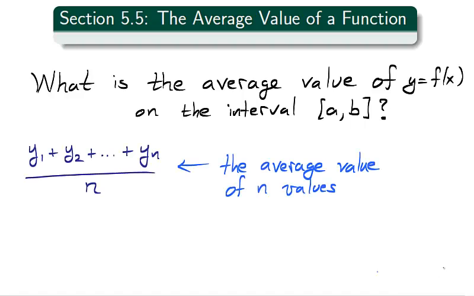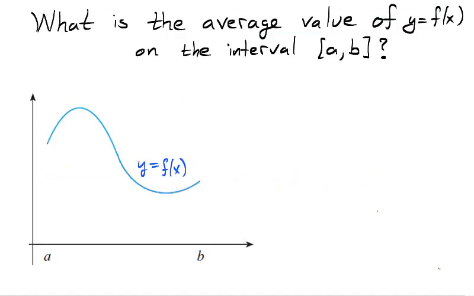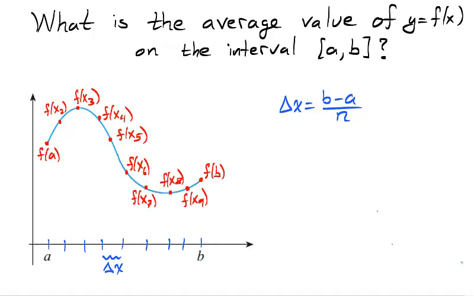The average value of a finite number of values y1 through yn is their sum divided by n. For a function f, we can divide the interval [a, b] into n subintervals of width delta x, which equals (b minus a) over n. Now, rather than creating rectangles to find the area, we will use the endpoints of the subintervals to create an approximation of the average value.